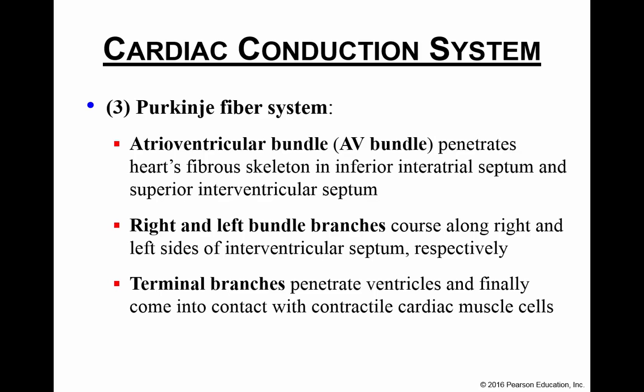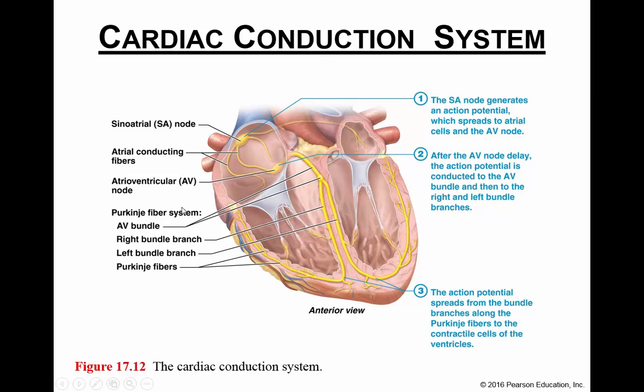So you start up in the SA node. Sorry, I went the wrong way. The SA node is here. It's going to generate about 60 action potentials, and you see how the fibers extend through, reaching all the cardiac muscle cells in the right atrium and the left atrium. And then it moves to the AV node, and here it slows down to about 40 action potentials a minute, and that gives time for the blood to flow through the atria and get to the ventricles.